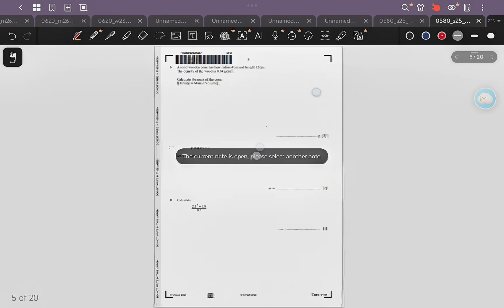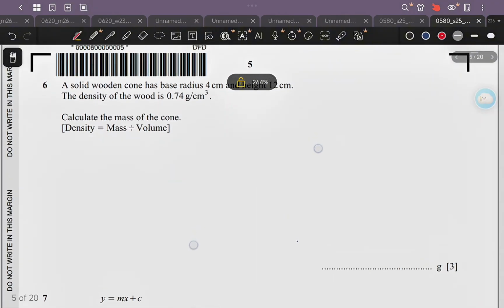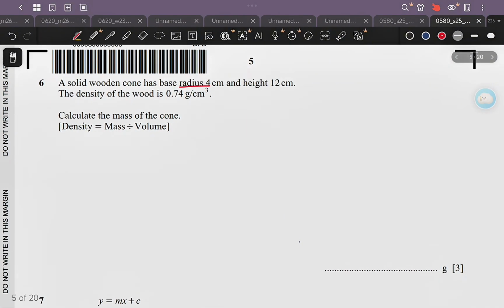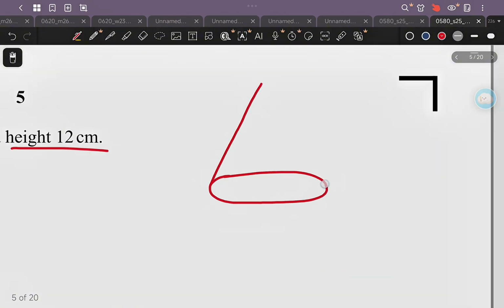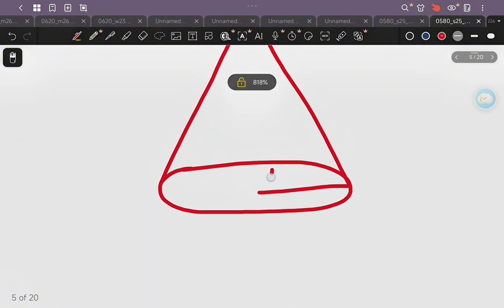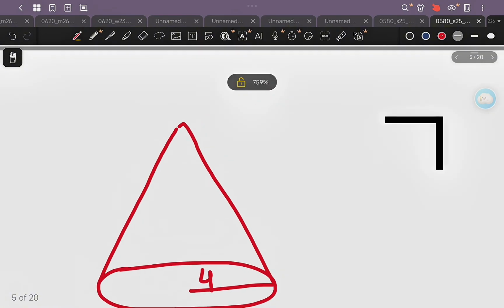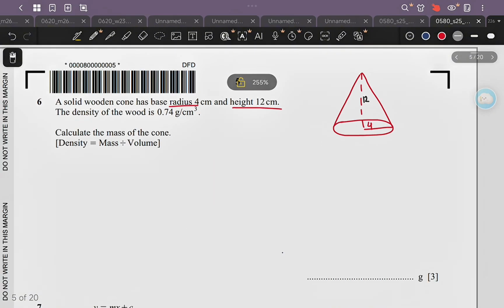Alright, next question 6 says the solid wooden cone has a base radius of 4 cm and a height of 12 cm. So a cone is like this if we draw it. Alright, that is our cone with the radius of 4 and a height of 12. The density of the wood is 0.74 grams per centimeter cubed. Calculate the mass of the cone.